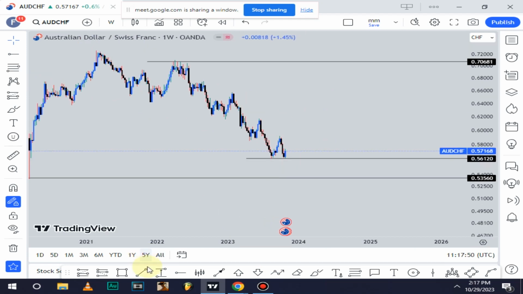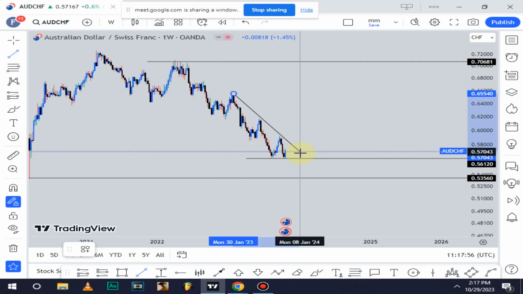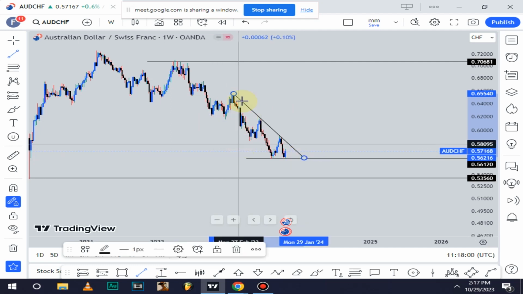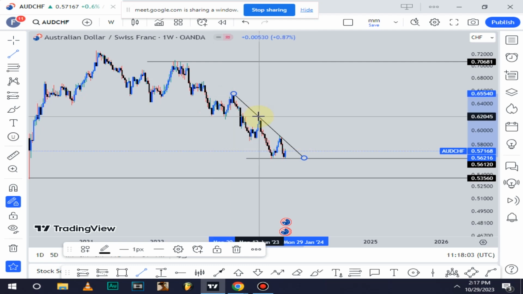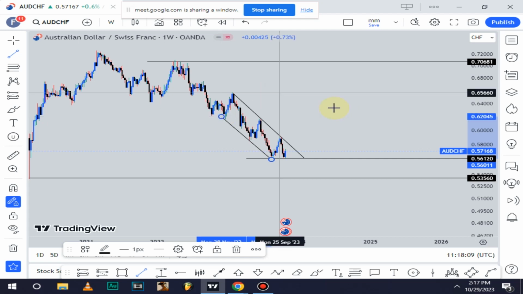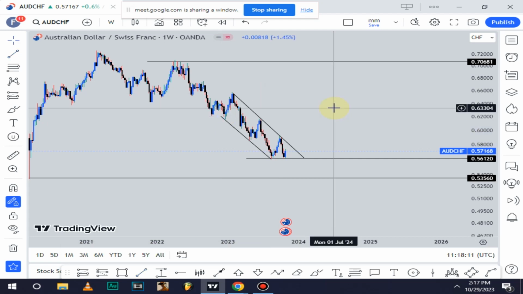So I have my touches there. I need to draw my trend line. 1 2 3, 1 2 3. Boom. I hope you guys can see that. This is the first touch over here, the second touch over here, then the third. We also need to do the same thing at the support, just like that. So that is what we have currently at the weekly.